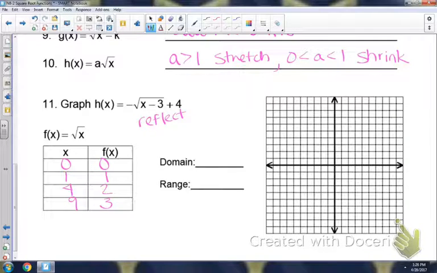Under your square root, you have x minus 3, which would be a shift to the right, 3. And then the plus 4, you're going up 4. So just like on your quadratics, we're shifting our 0, 0 point, and we're shifting that first. Then we can worry about the reflection or the stretch or shrink. So I'm going right 3, up 4. There's my new endpoint to my square root graph.